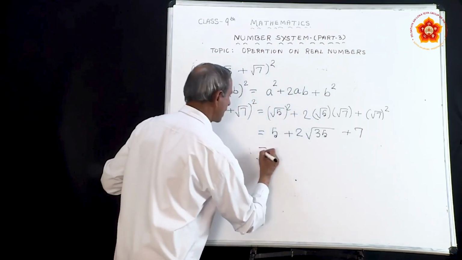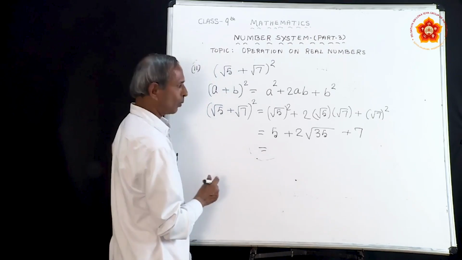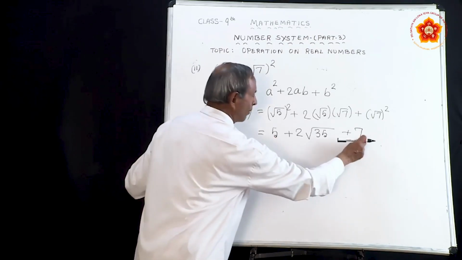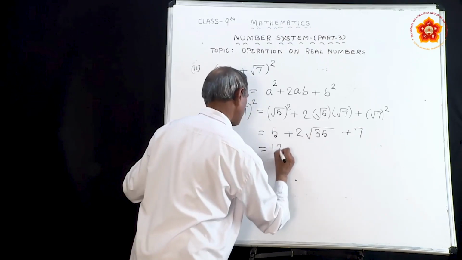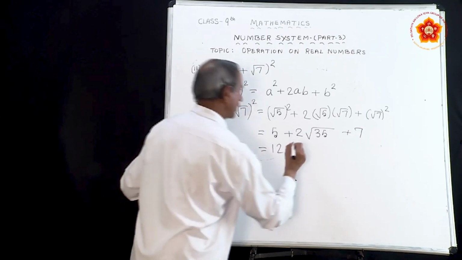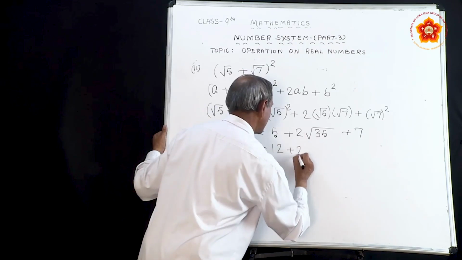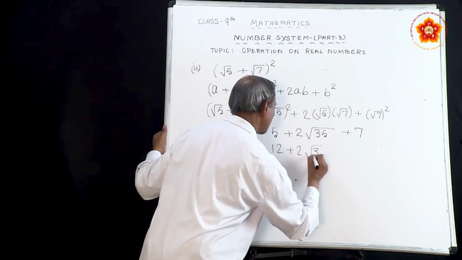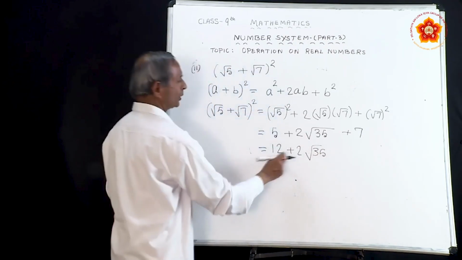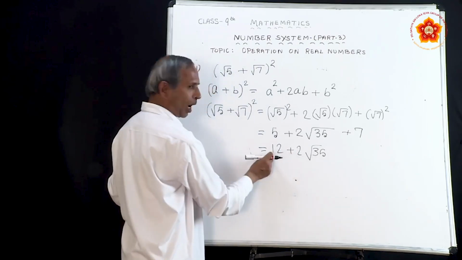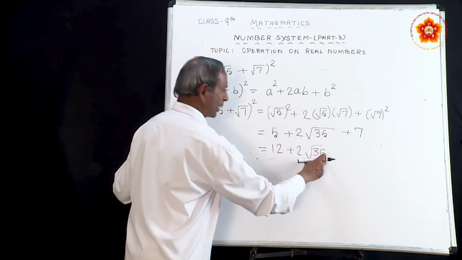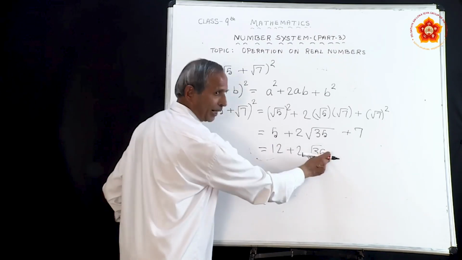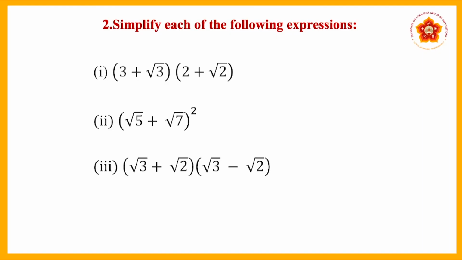Now in this expression there are two like terms, one is 5, another one is 7. Both of them you have to add. 5 plus 7 becomes 12, plus the remaining term 2 root 35. Now the solution for this problem is 12 plus 2 root 35. We can't add both of them because one is a rational number, another one is an irrational number. So this is the final answer.